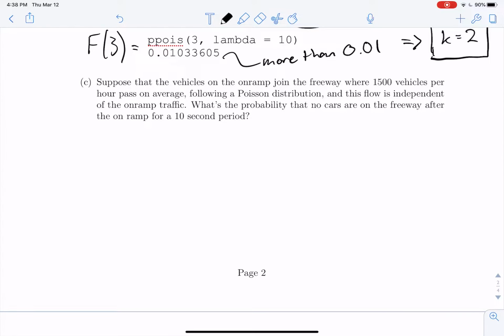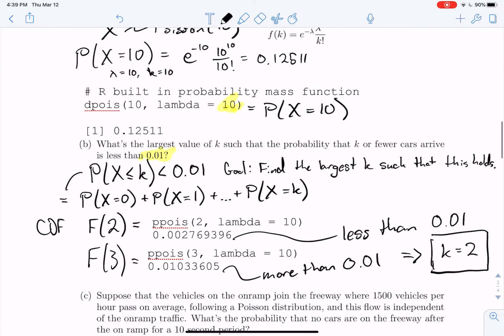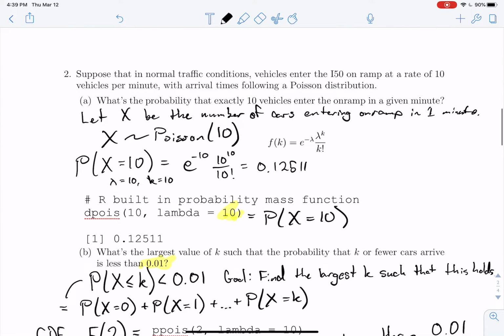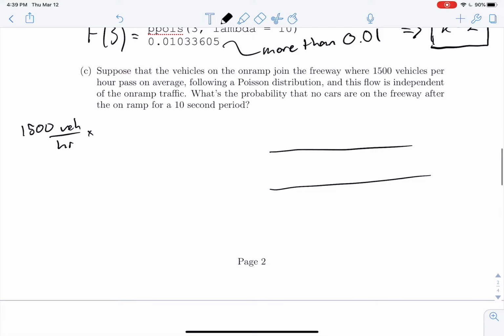Suppose that the vehicles on the on-ramp join the freeway where 1,500 vehicles per hour pass on average, okay? Let's convert it into minutes because the other one is in minutes. We have 10 vehicles per minute coming on the on-ramp. So here's our on-ramp right here. So we have 10 vehicles per minute on the ramp.